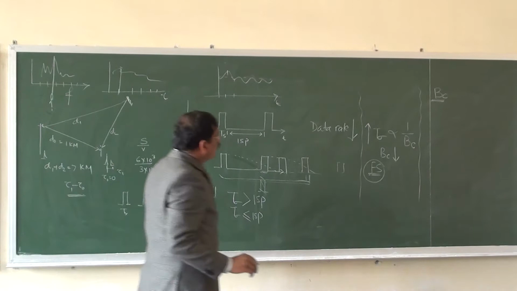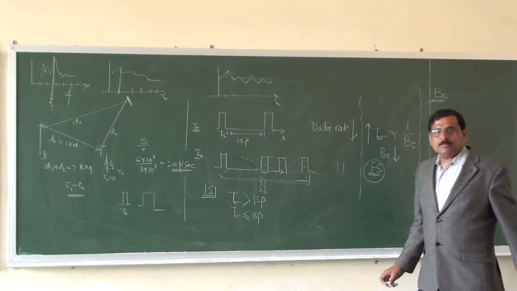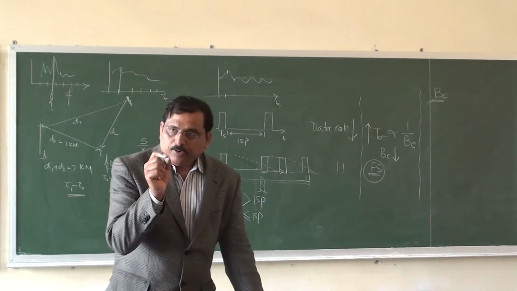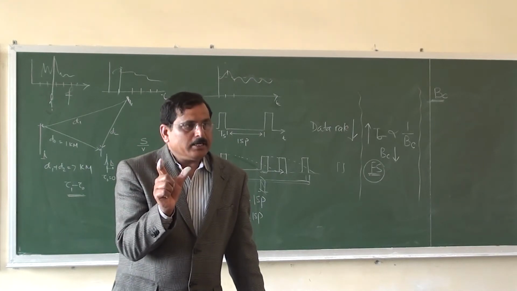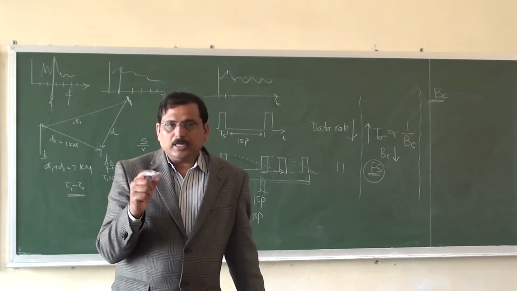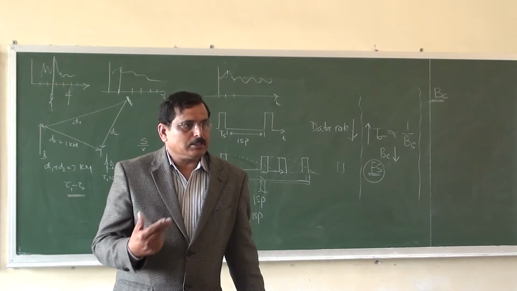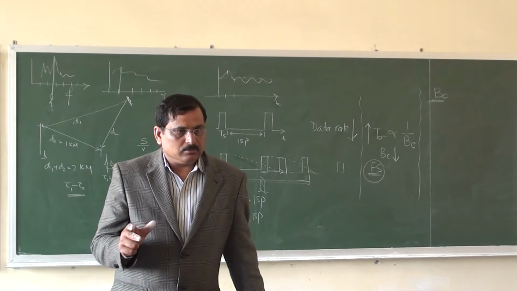Now we talk about coherence bandwidth. Coherence bandwidth basically is the span of the frequencies over which the channel is going to remain invariable. The channel is going to show you almost the same gain and linear phase response. The channel can be considered to be static.